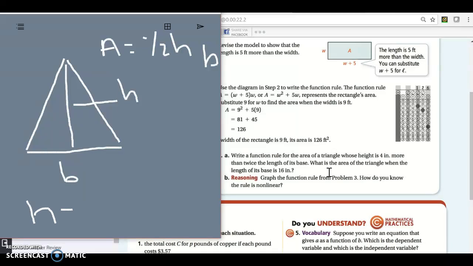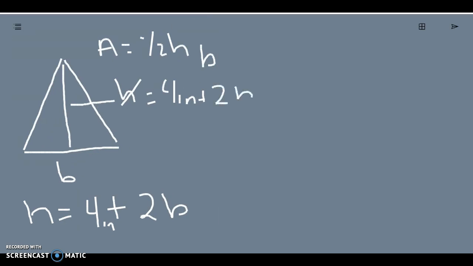So my new height will be 4 inches more, so that means adding. I probably need to put the inches there. Plus 2 times the base, twice the length of its base, right? So that's my new height. So when I put it back into my new formula, this is what I really have. I have height equals 4 inches plus 2b. And so now I can plug this into my formula to get my new function.